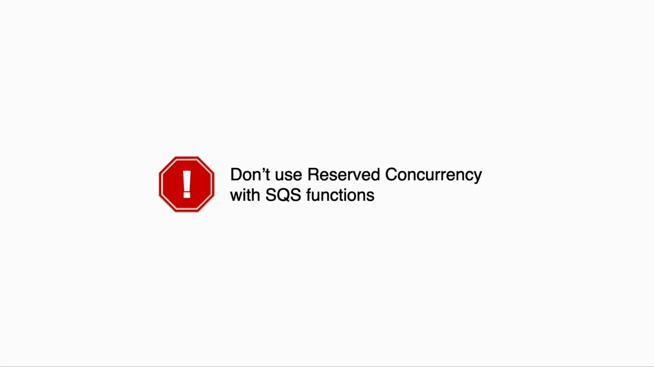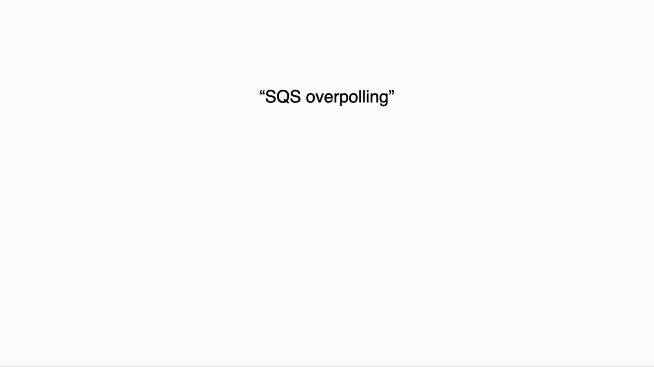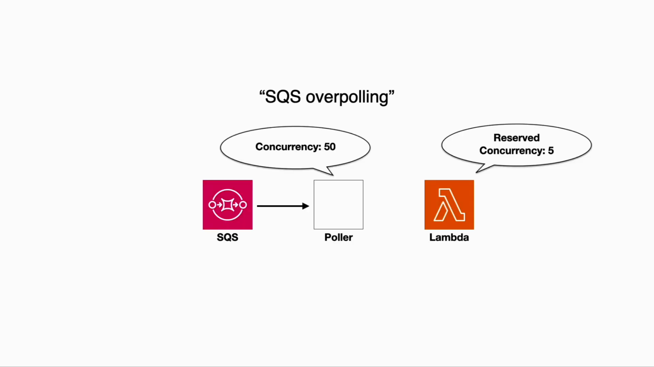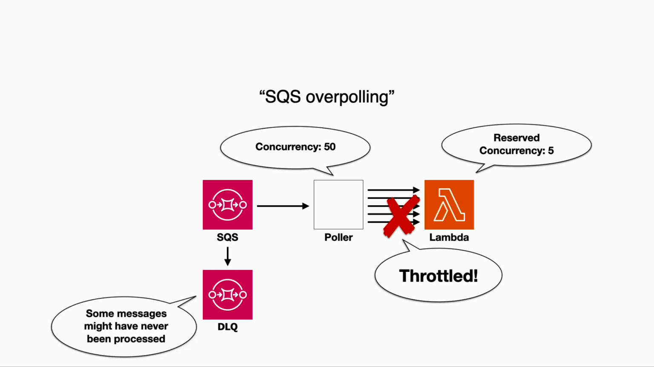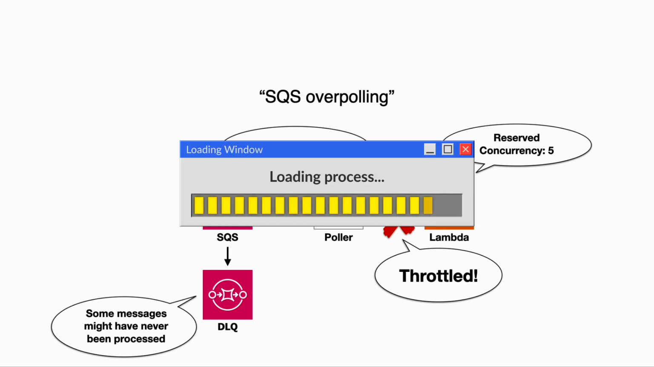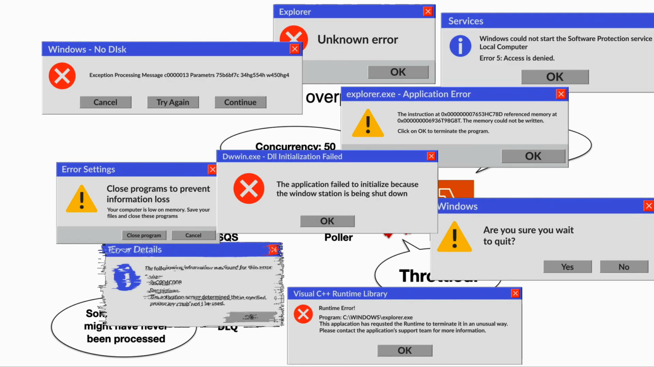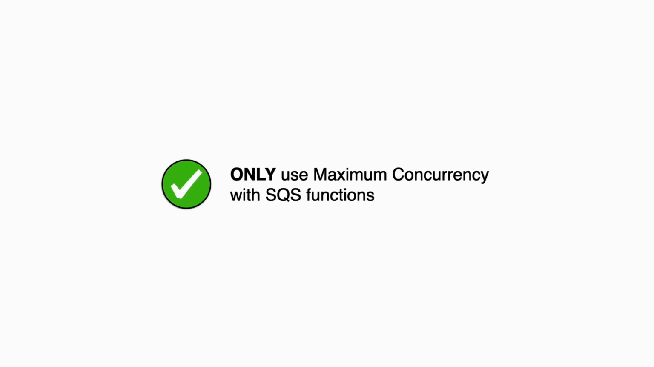You should not use reserved concurrency with an SQS function because it leads to a problem known as SQS overpolling, where the reserved concurrency setting on the function is mismatched with the concurrency of the pollers. And so there are many more concurrent invocations than the reserved concurrency allows, and therefore many of them will be throttled and the SQS messages will be returned to the queue without having been processed by your function. And if you have a dead letter queue configured and this throttling behavior continues, then eventually some messages will be moved to the dead letter queue without ever having been processed by your function, because every attempt to invoke the function had been throttled. So the messages were received multiple times, but never processed by your function. And so when it comes to SQS functions, only use the maximum concurrency setting to control their concurrency.